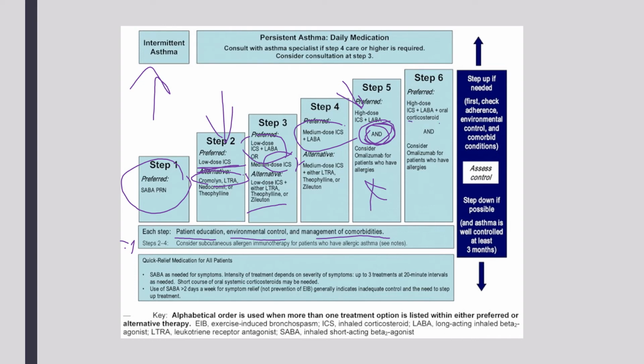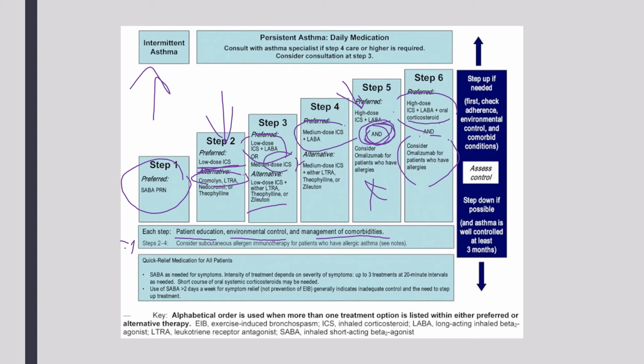We're looking at pretty much everything, right? And considering all these other things for asthma and allergy. So it's going to be looking at their environmental control, their comorbidity conditions, and then hopefully, if we get them under control, stepping down. We can always titrate back down if we need to.